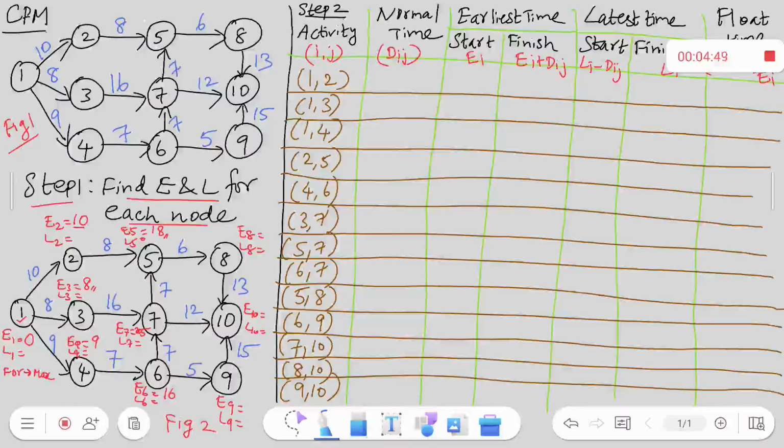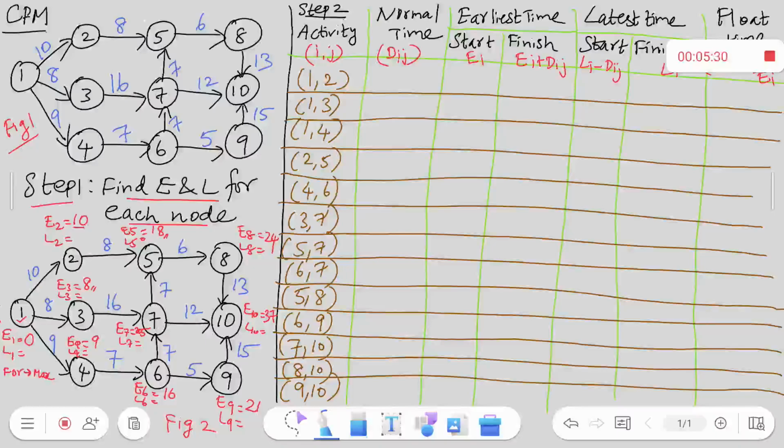Now, for 8, there is only one route. It is 18 plus 6, so it becomes 24. Similarly, from 6 to 9, only one route. It is 16 plus 5, so it is 21. Now, to reach 10, I have three ways. From 7, it is 25 plus 12, 37. From 8, 24 plus 13, again 37. From 9 to 10, it is 36. The maximum is 37, either from 7 to 10 or 8 to 10. So, I have proceeded from 1 and completed till 10. I move in the forward direction.